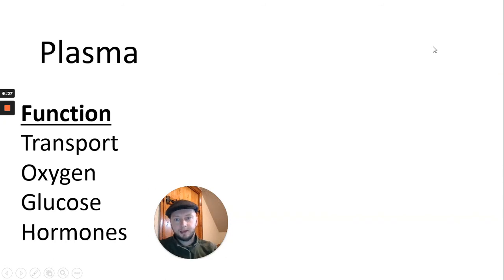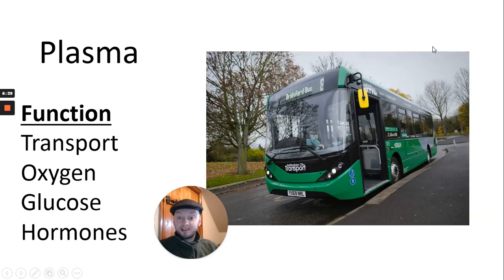Last one, plasma. So plasma is all about transport. The fluid that you have in the blood transports oxygen and glucose and hormones, and also things like urea, which you'll find in your urine. Can you remember that? So see if you can memorize that. Pause the video and do that now.